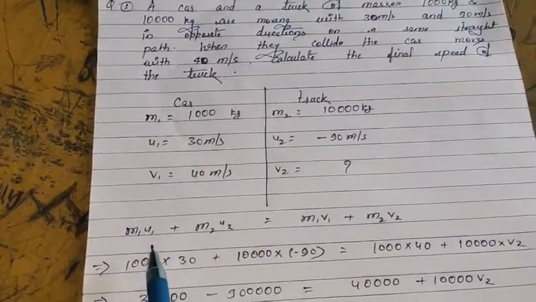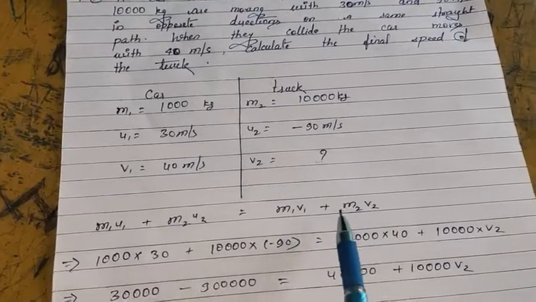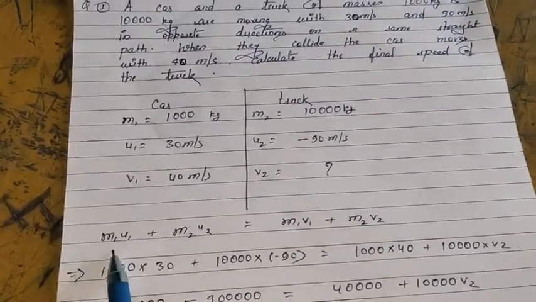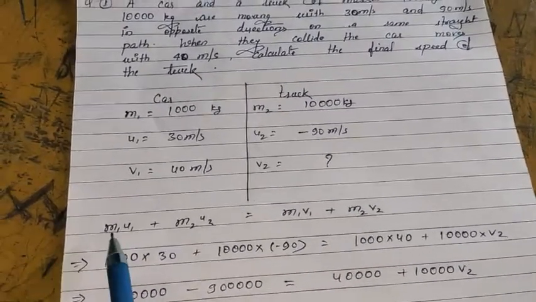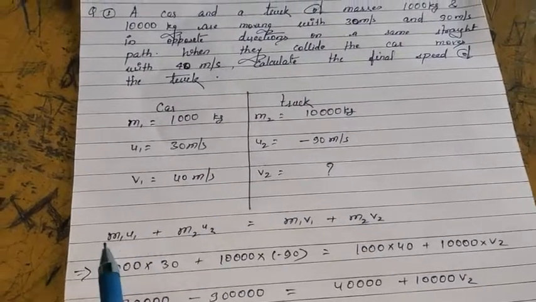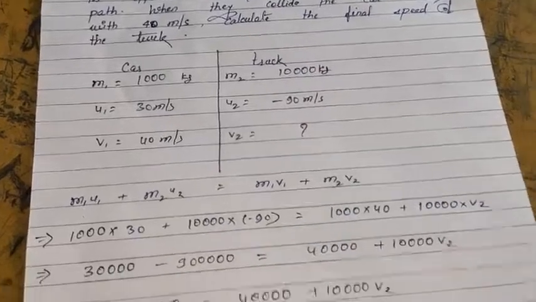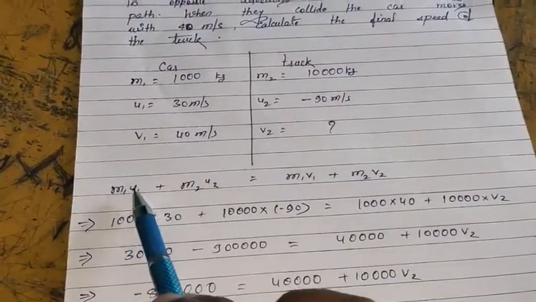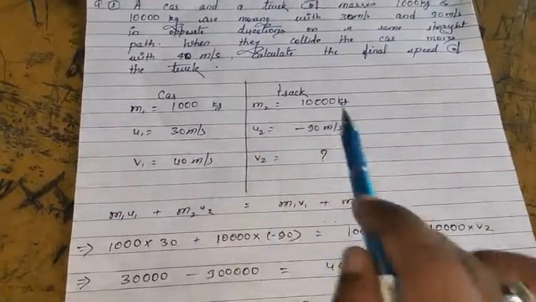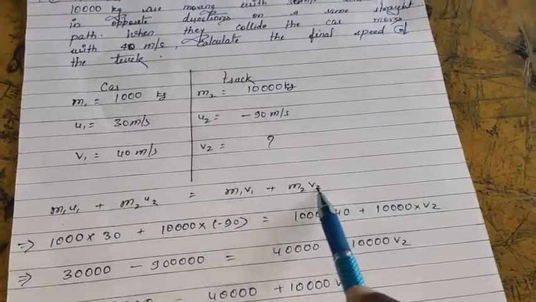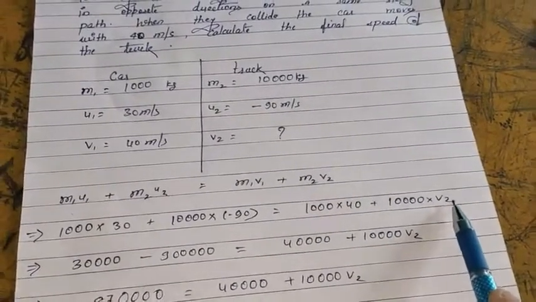From the law of conservation of momentum, we know that m1 u1 plus m2 u2 is equal to m1 v1 plus m2 v2. That is, total momentum before collision is equal to total momentum after collision. Total momentum before collision means total initial momentum. Total momentum after collision means total final momentum. In place of m1, u1, m2, u2, we have to put the values from the above given data. Then m1 v1 plus m2 v2, again you have to place the value where we have to calculate v2.